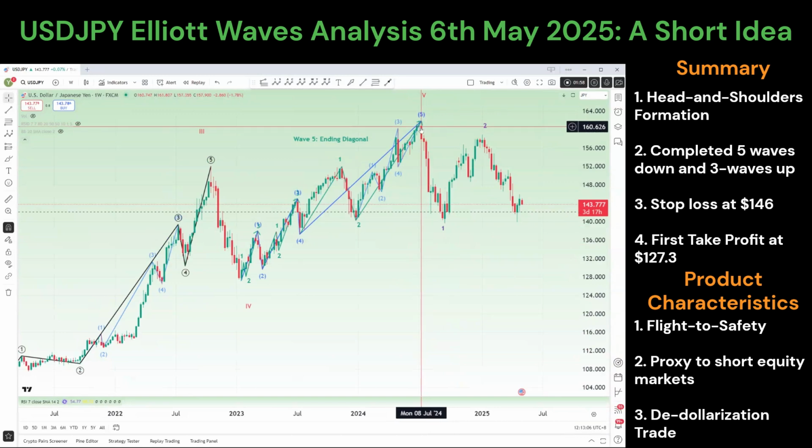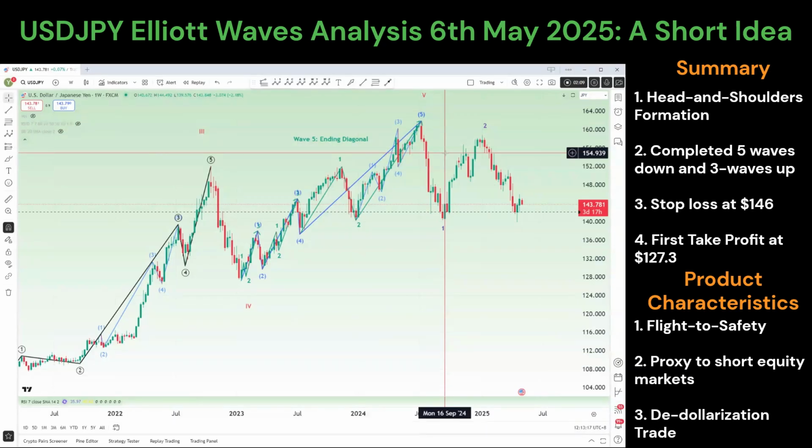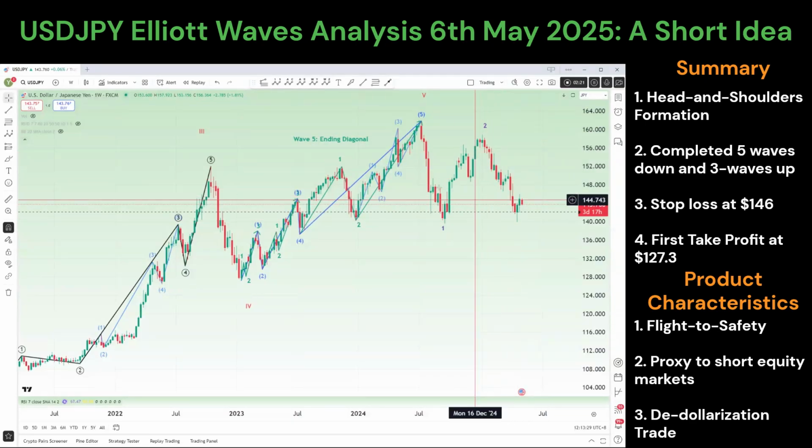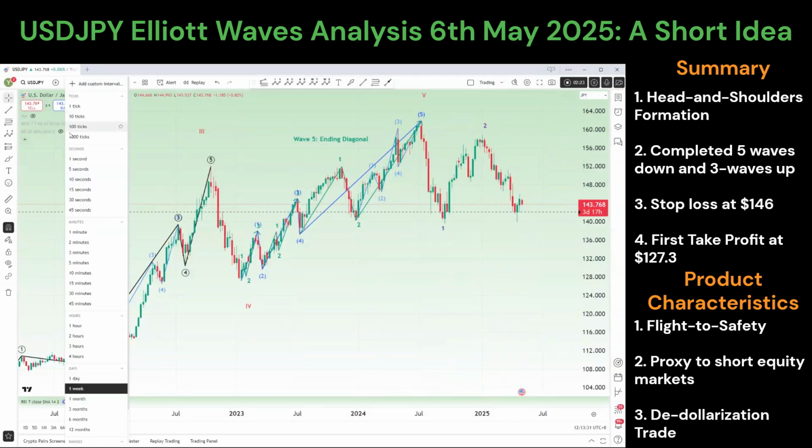And then since July 2024 until September 2024, this period will be wave one down. And then from there until Jan 2025 is a wave two. And over here, it means that we are actually in a wave three. So we can go down even more.